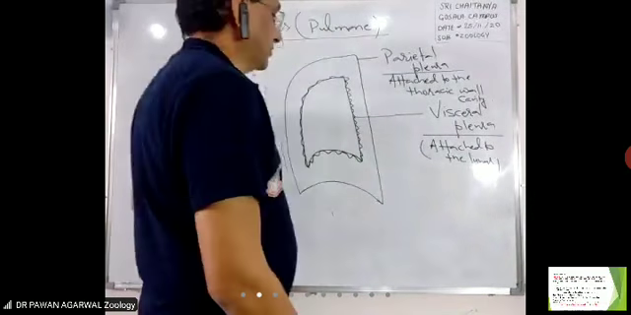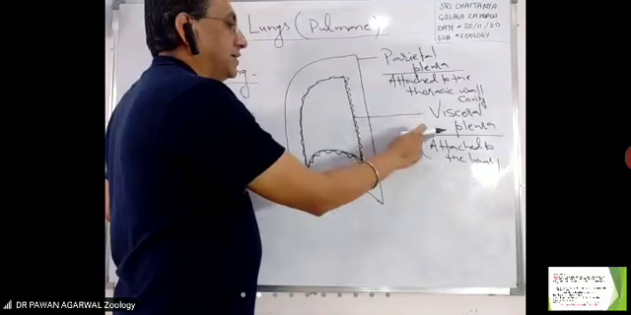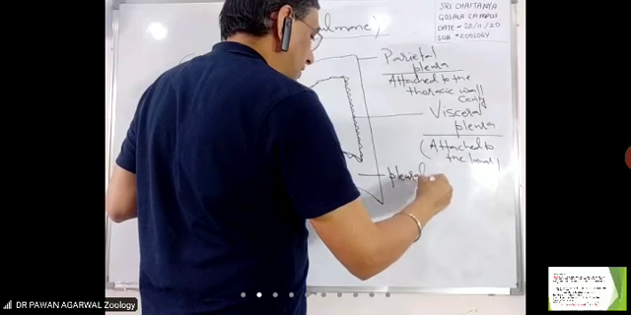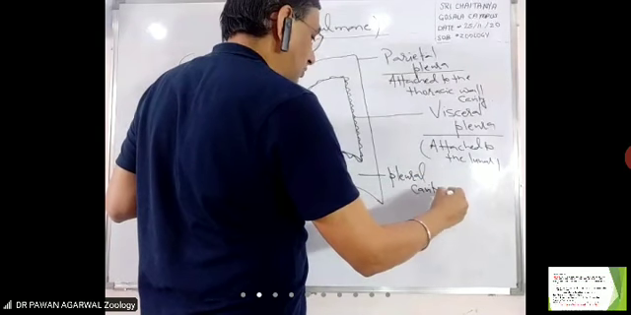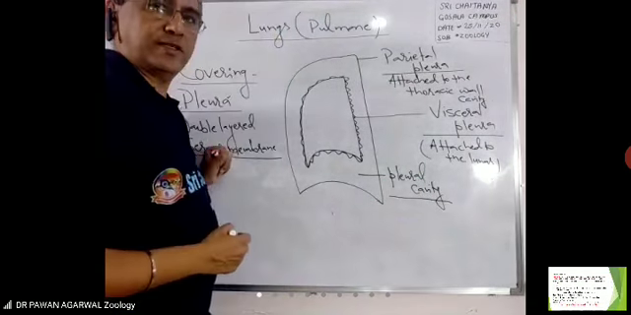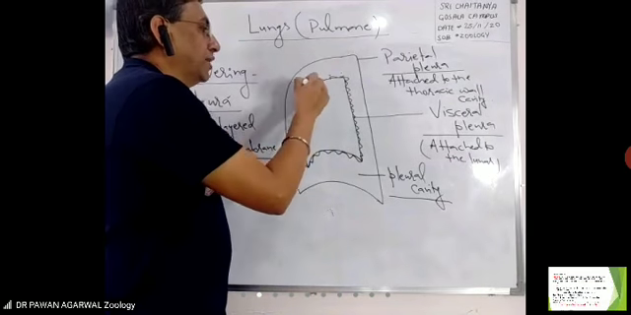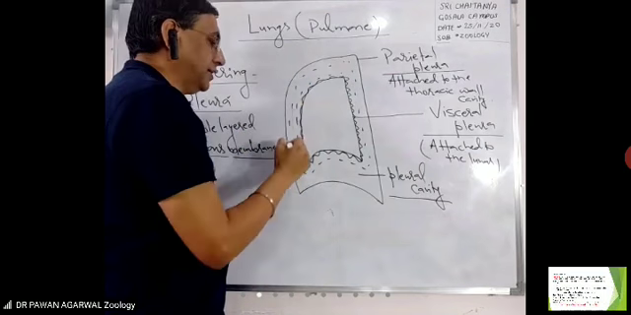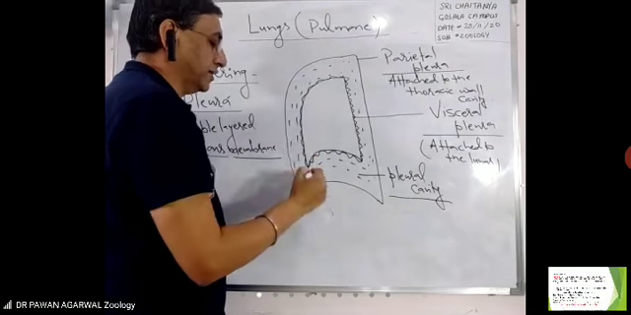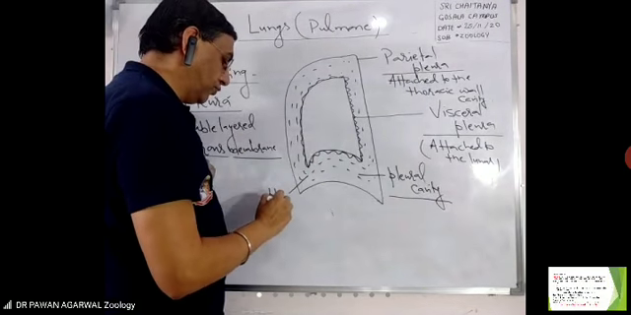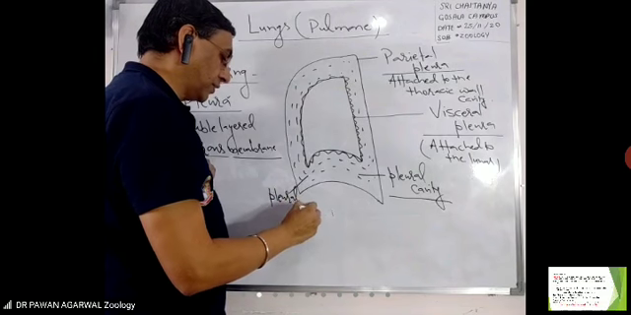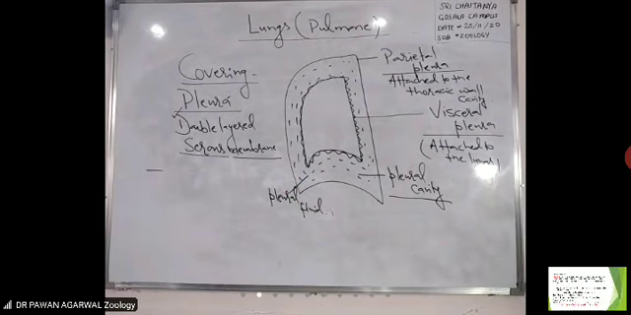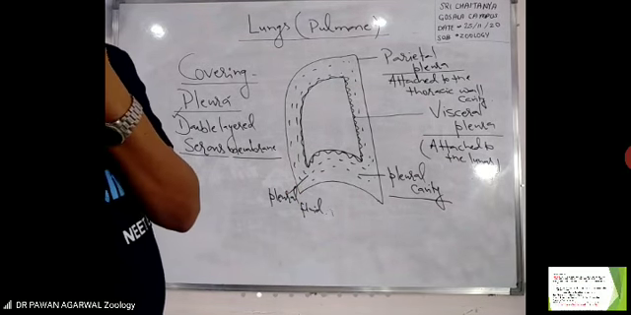The space between the parietal and visceral pleura is known as the pleural cavity. This pleural cavity is filled with a fluid, and that fluid is known as the pleural fluid.